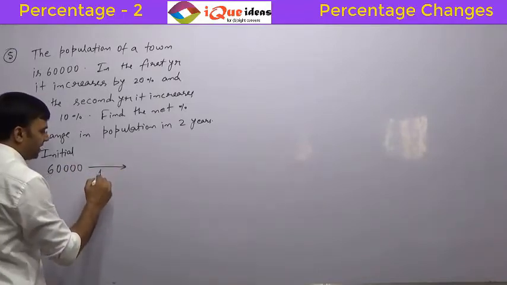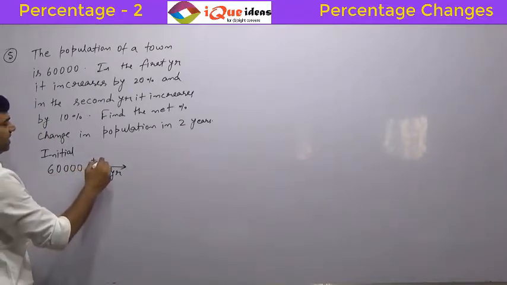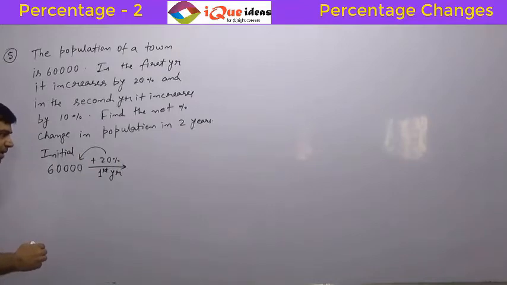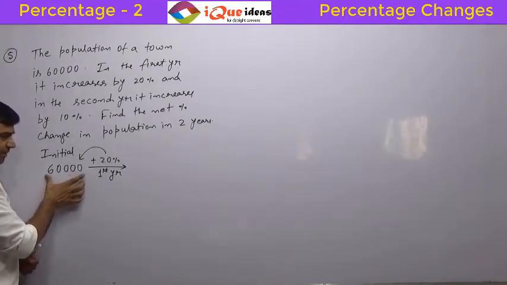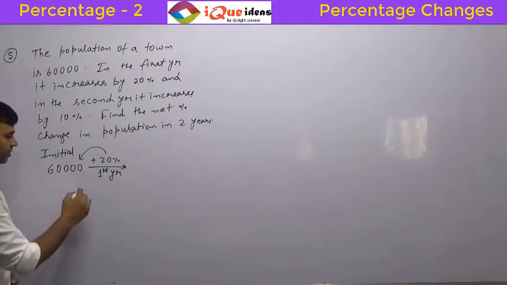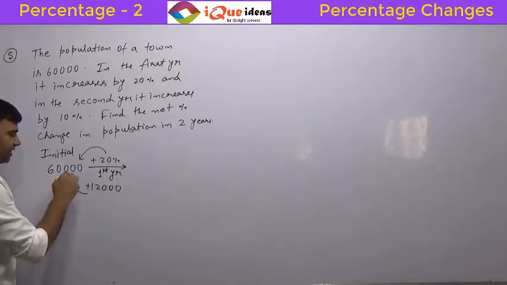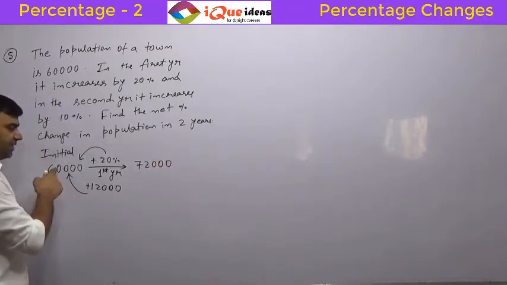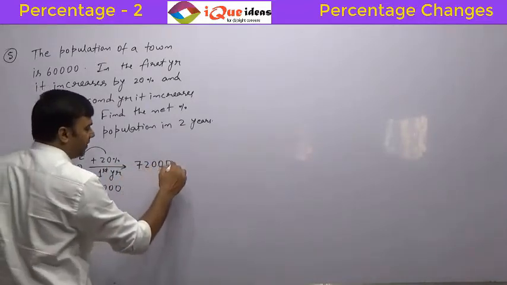In the first year, what is happening? This value increases by 20%. So what you need to do is calculate 20% of 60,000. How do you calculate? Let's see. What is 10% of 60,000? It is 6,000. 100% is 60,000, so 10% is 6,000. So 20% will be 12,000. This 12,000 is the increment which is added to 60,000. So it becomes 72,000. This is the population after 1 year.